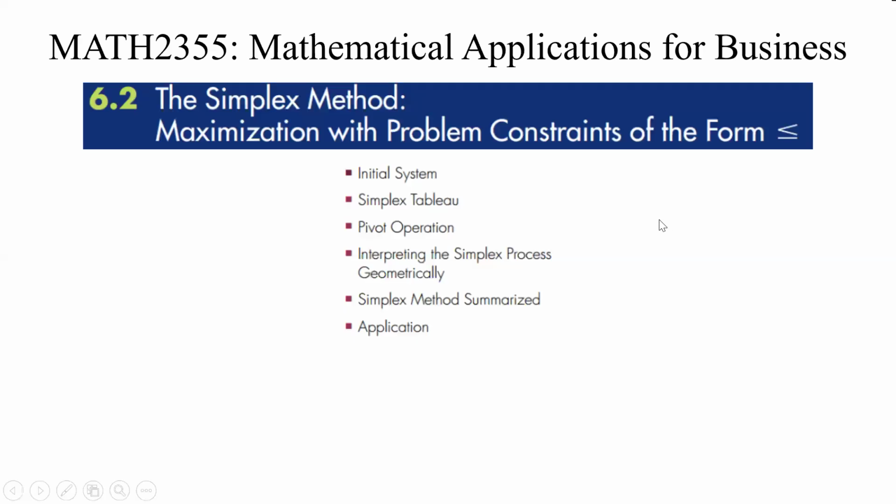All right, so here we're on 6.2 on the simplex method. Now here we're looking again at maximization with problem constraints in the form less than or equal to. So our goals and outcomes, we're going to learn about initial systems, the simplex tableau, the pivot operation, interpreting the simplex process geometrically, and then simplex method summarized, and finally some applications.